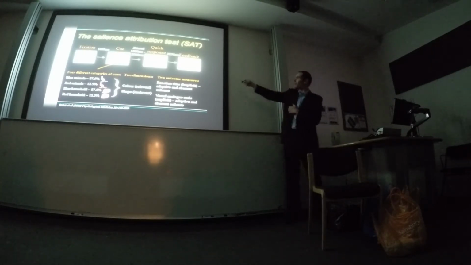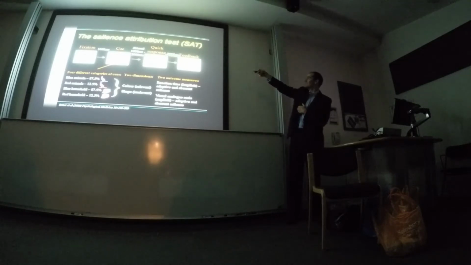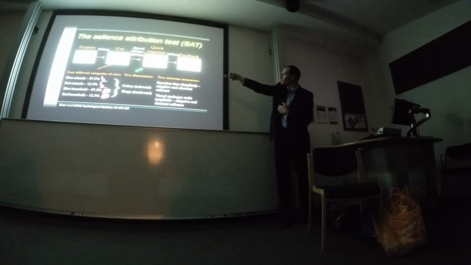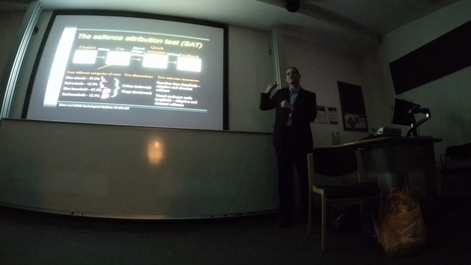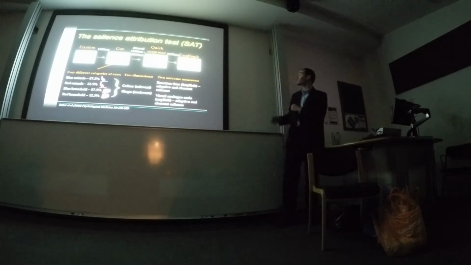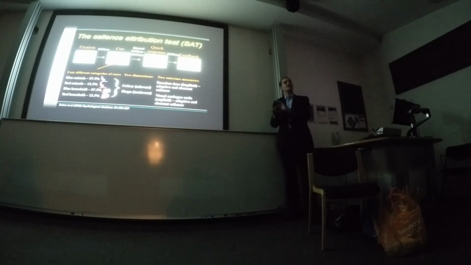And this is what we came up with, and we call it the salience attribution test, very original naming. And what we do is we present a cue here, and then the subject is going to see a black square, which is going to appear very fast, and all they've got to do is press the square as quickly as they can, and then they'll get some feedback, and sometimes they're going to win some money, and sometimes they're not going to win some money.